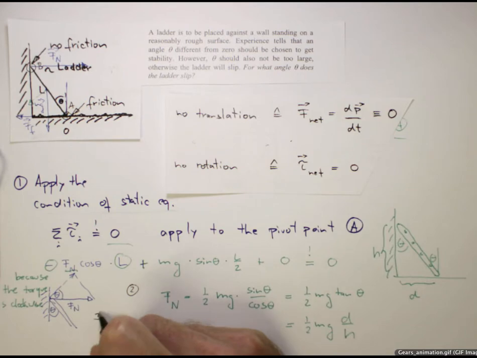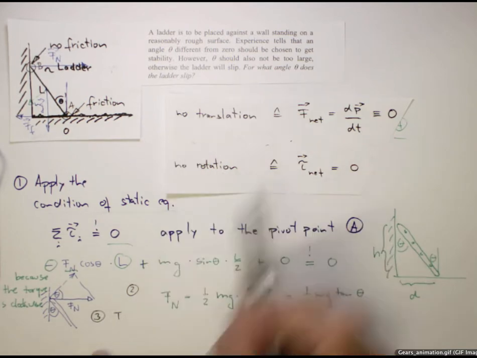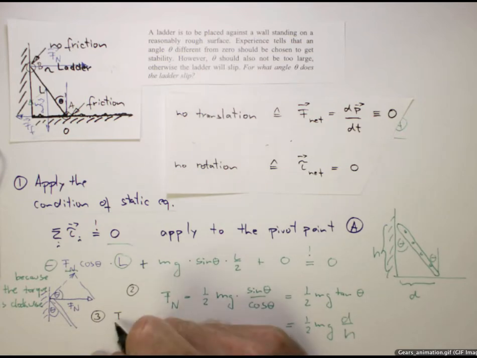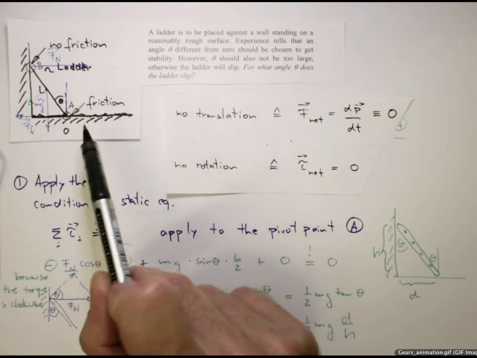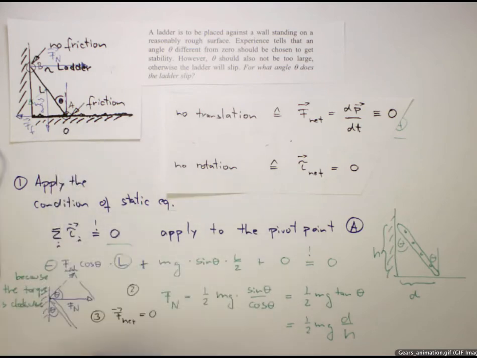In our third step of our solution, we now apply the no translation condition, and that requires that F net has to be 0, and in this case, in the horizontal direction there are two important forces. One is the normal force, the other one is the friction force, and in order for the sum of those to be 0, the normal force in magnitude has to be equal to the friction force in magnitude.